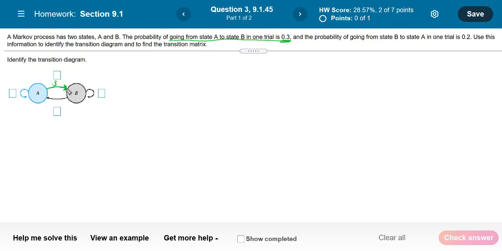These two numbers have to add up to 1. So if A to B is 0.3, A to A would have to be 0.7. We're told that going from B to A is a 0.2. So here's B to A, 0.2. And again, that means the B to B has to be a 0.8.